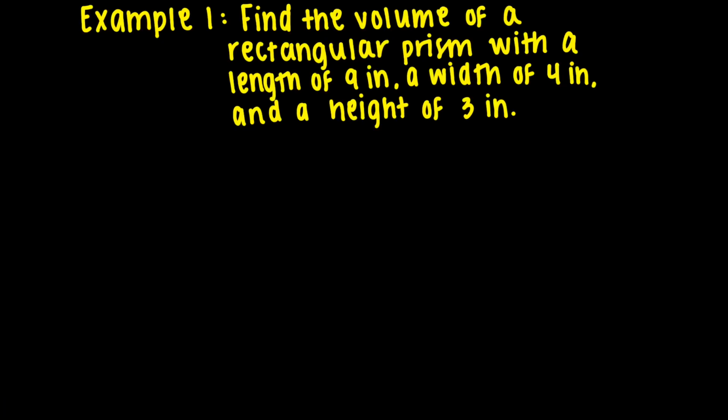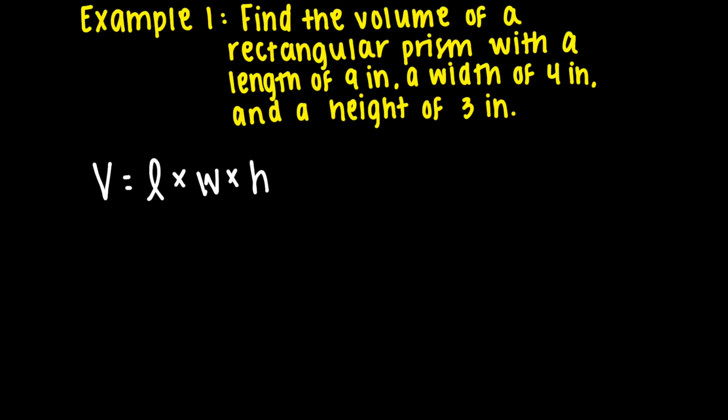So example 1, I'm asking you to find the volume of a rectangular prism with a length of 9 inches, a width of 4 inches, and a height of 3 inches. Once we introduce all the volume shapes, you're going to ask yourself, which 3D figure is this? In this example, I do tell you it's a rectangular prism. So the first thing you want to do is write out the volume formula for that. We just covered it: the volume for a rectangular prism is length times width times height.